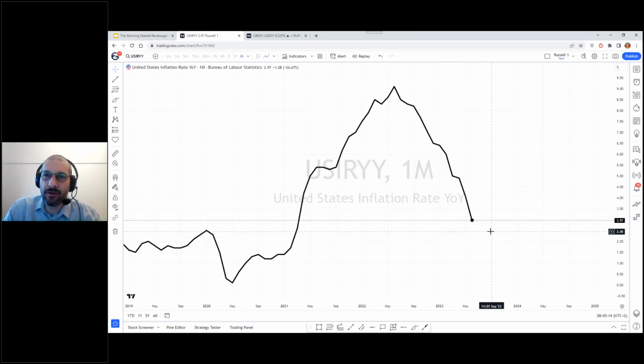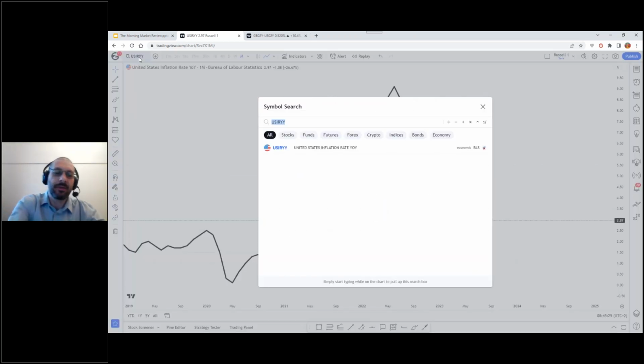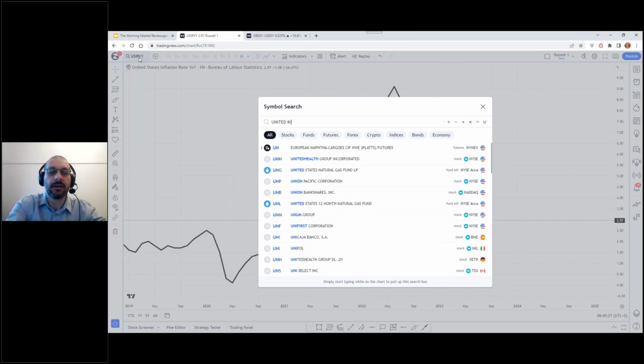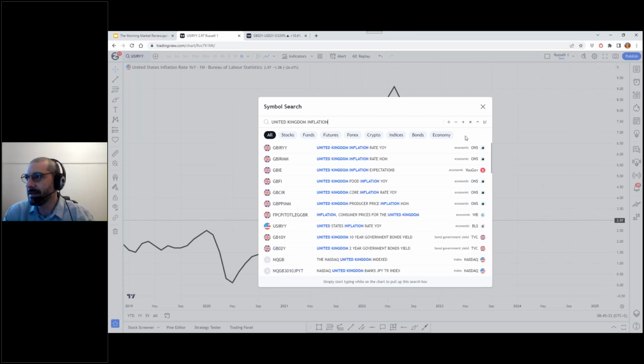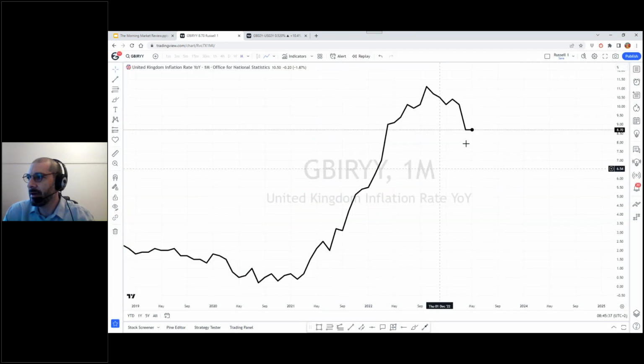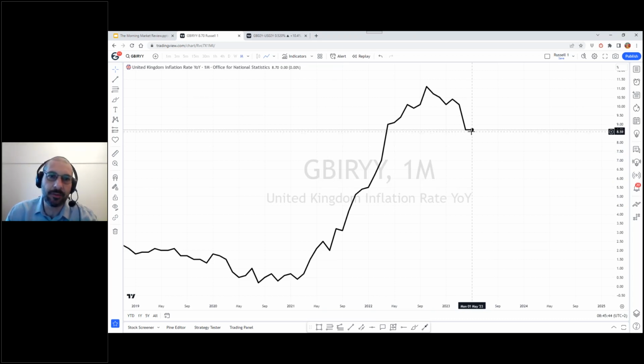Now, just before we go to the UK inflation rate, just bear in mind that this is the latest inflation print for the US. So this is the 1st of June. We don't quite have that data point for the UK yet. We're still waiting for that to come through. Let's just type in United Kingdom inflation, okay? And that gives us this graph over here. This only goes to the 1st of May. We're still waiting for that June data point. We got the US data point for June this week. So just want to be very clear that we're missing one point of data.